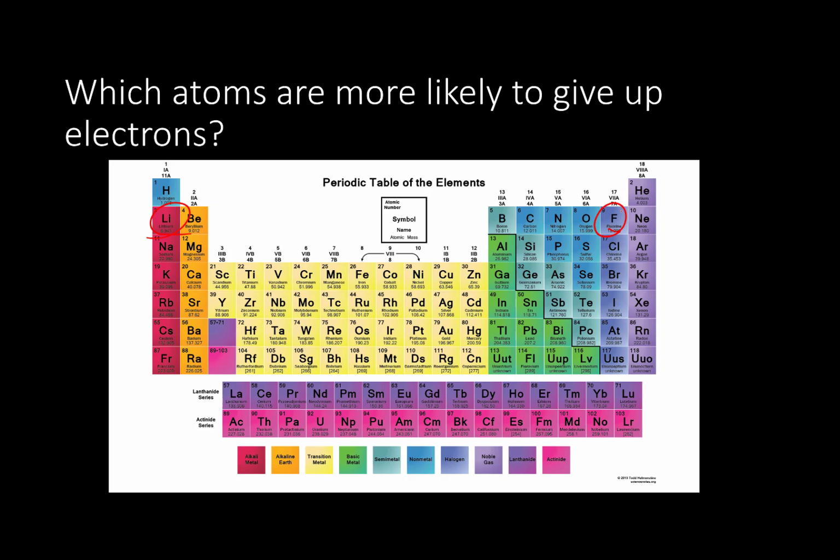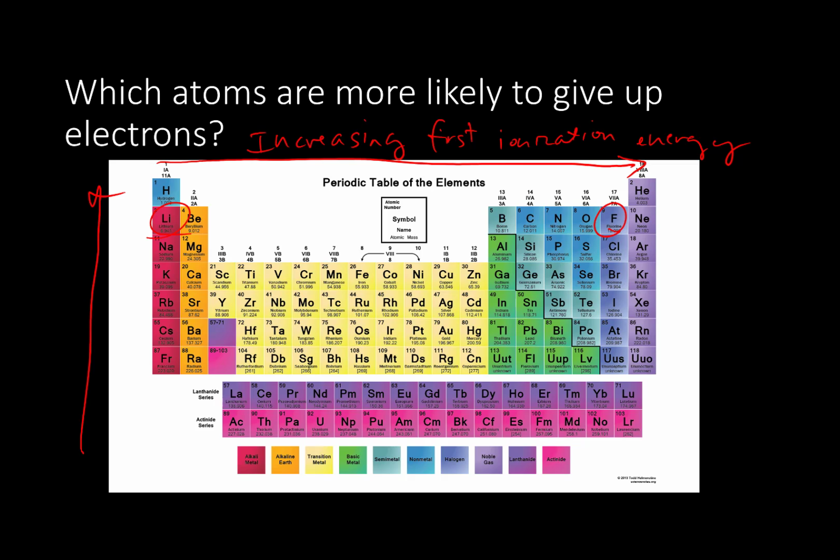Here's the trend. As you go horizontally across the periodic table, you have increasing first ionization energy. Also, as you move up the periodic table from the bottom, you also have increasing ionization energy. Boy, that's sloppy writing. Sorry about that. I'll have to work on that.